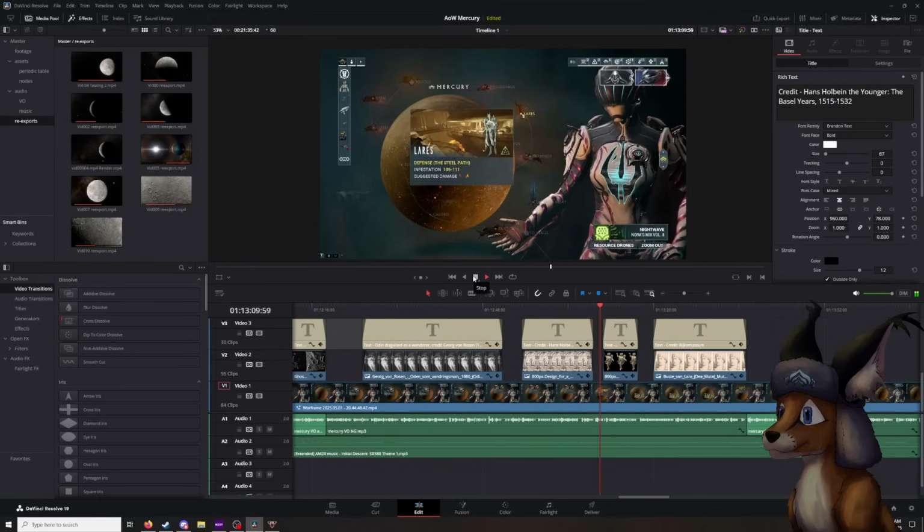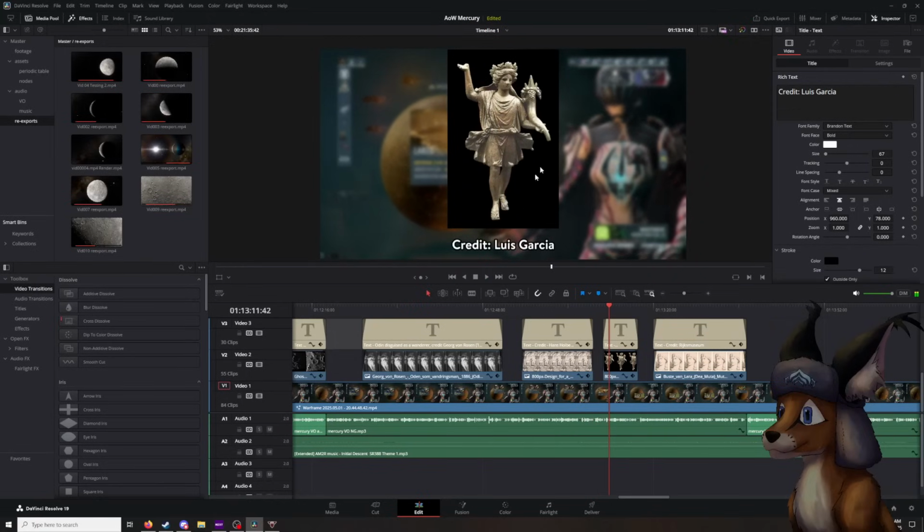The node Lares is named after, well, the Lares, which, this is tricky because I actually don't know if Luis Garcia is the person who made the sculpture or took the picture. The image attribution didn't really make it clear.